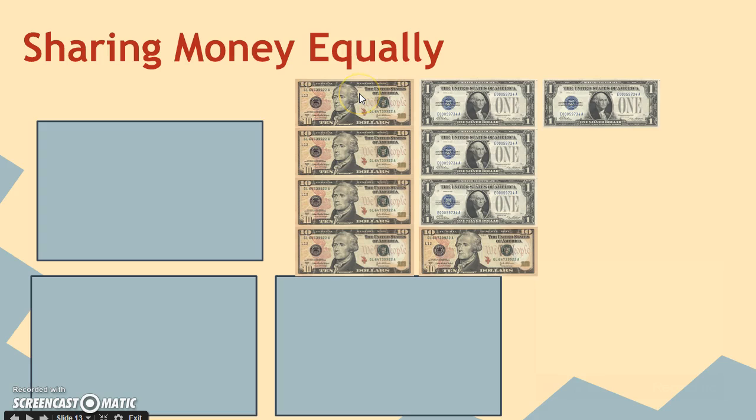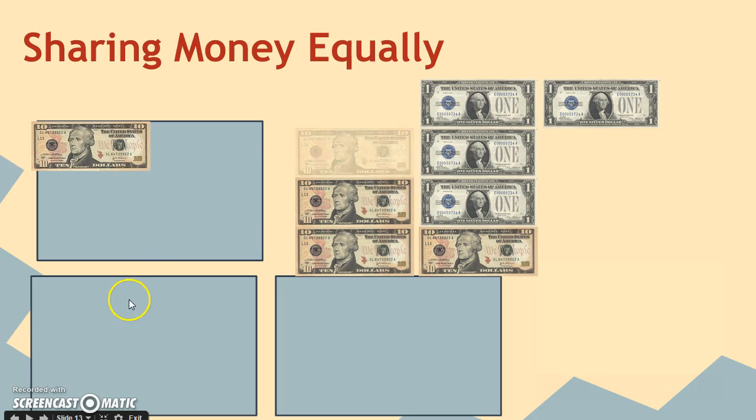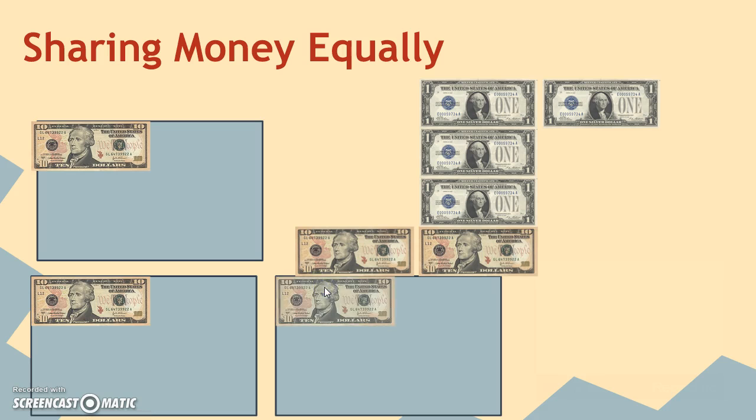So right off the bat, if we're sharing this equally, we're going to notice that we can give at least each person $10. So we're going to give this person $10. We're going to give this person $10. We're going to give this person $10. Oh, and then we have to stop because we only have two $10 left.